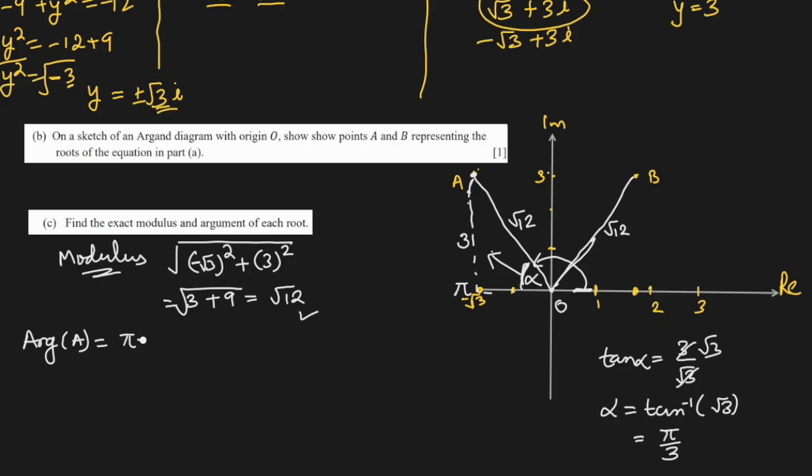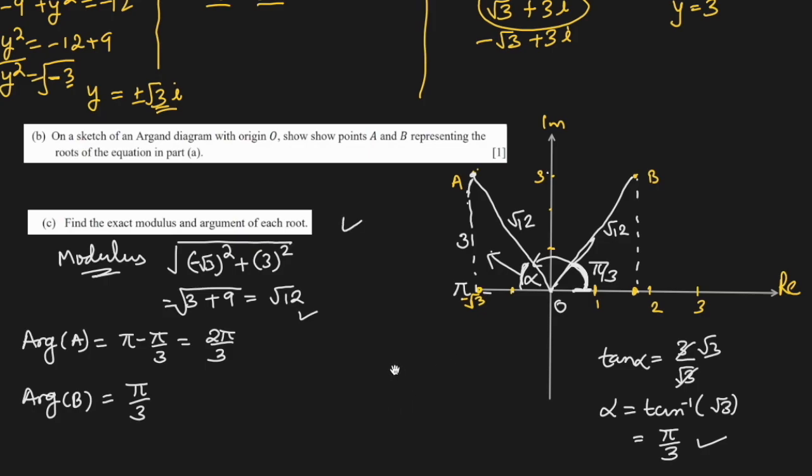So pi minus pi by 3 will be the argument of a, which is 2 pi by 3. What about argument of b, which is just this angle from here to here, which we already know is pi by 3. If I complete this same triangle, it will be the same angle again. So pi by 3 straight away. No subtraction, no addition required. So C part is also done. What about the next one?